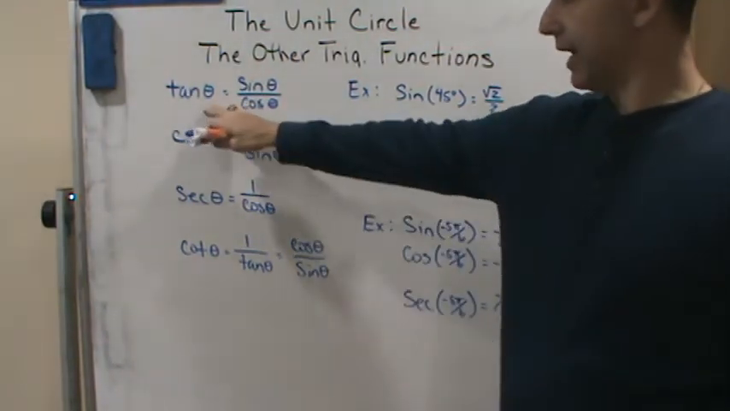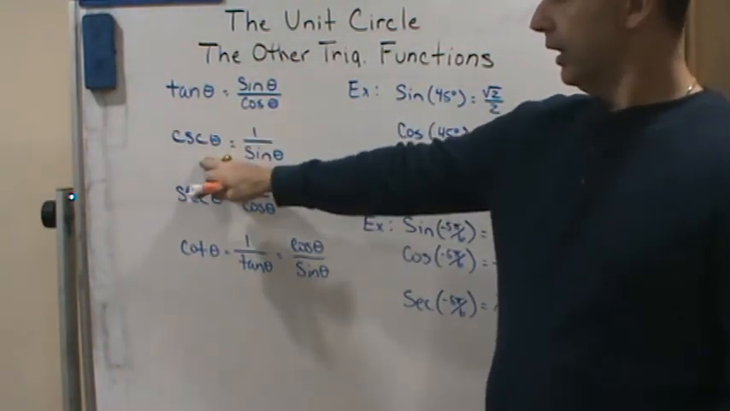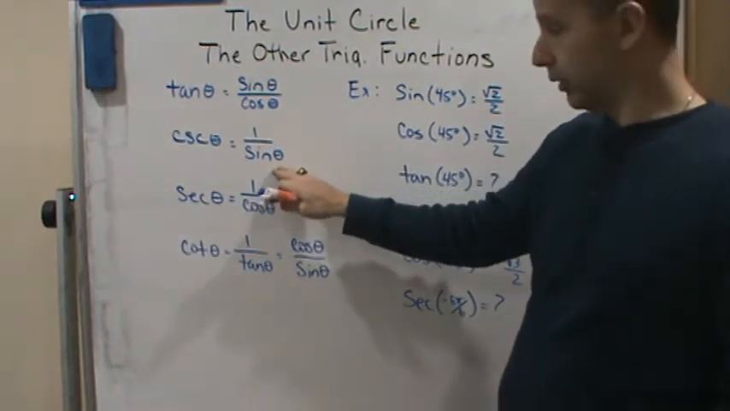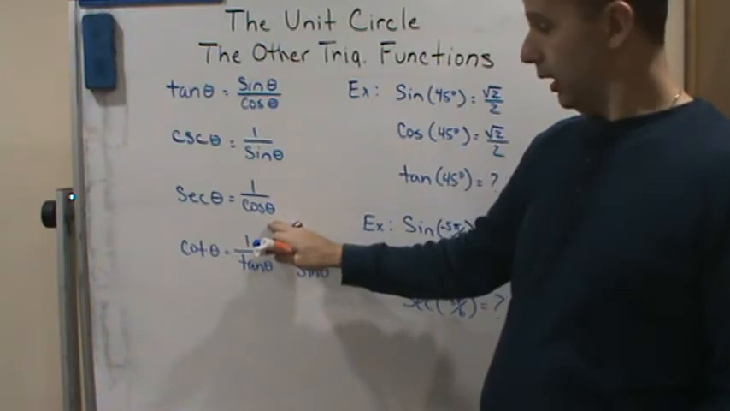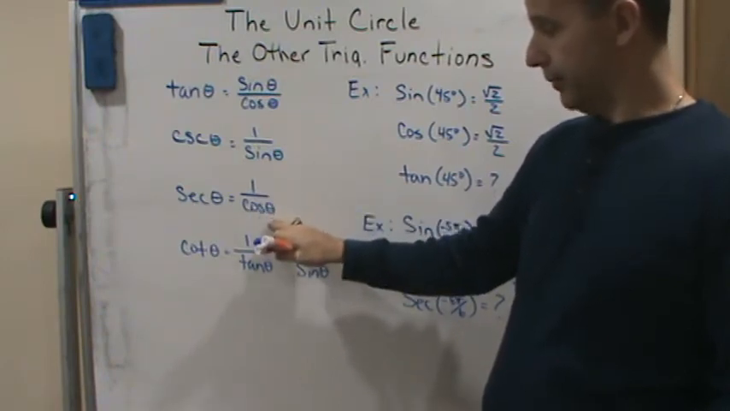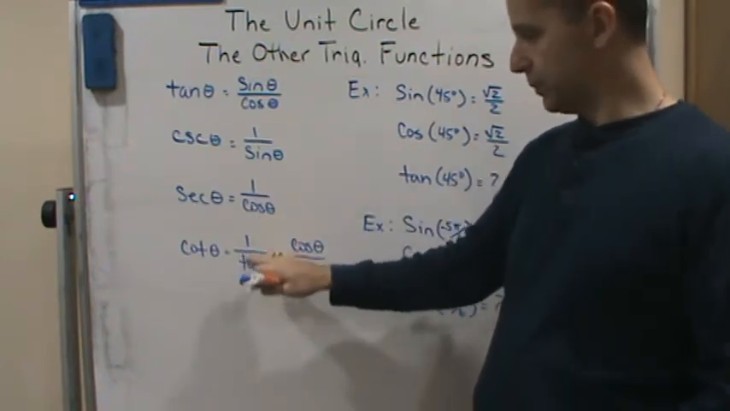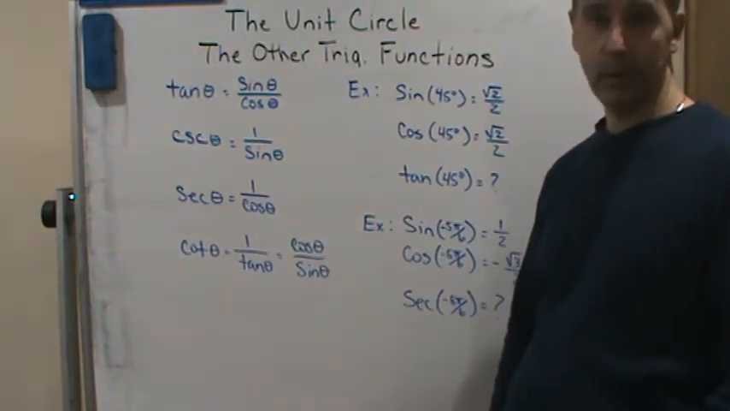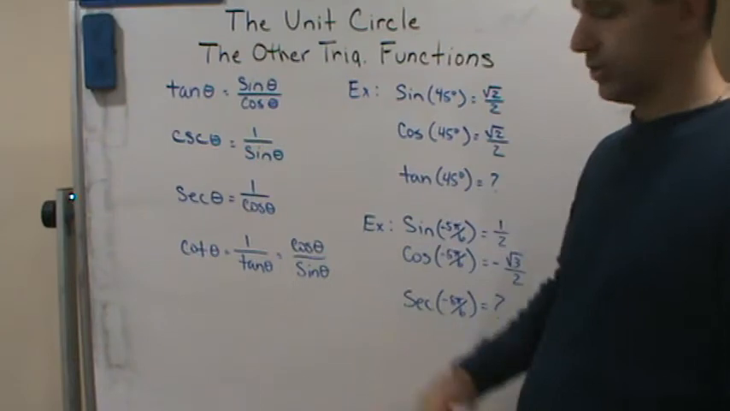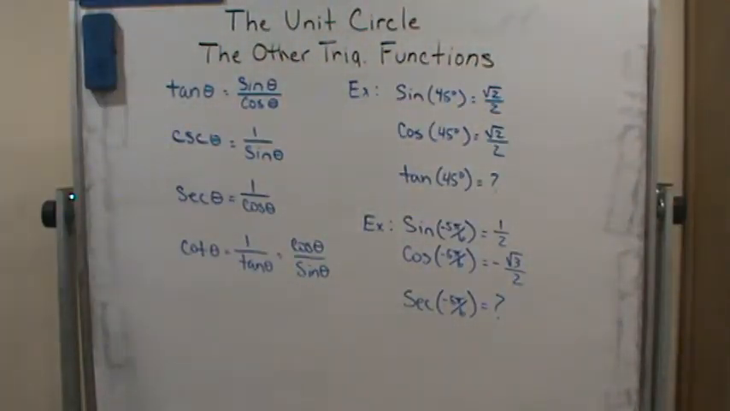Tangent is sine over cosine. Cosecant is the reciprocal of sine, so 1 over sine. Secant is the reciprocal of cosine, 1 over cosine, and cotangent is the reciprocal of tangent, which is cosine over sine. We can use these to solve problems like the ones I have. Now, there are many different ways you could do this.